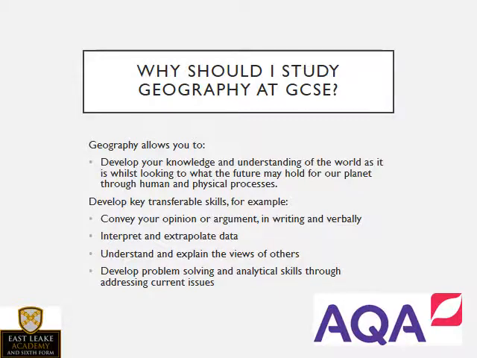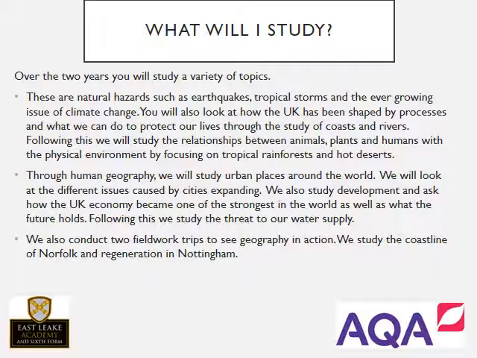In terms of what you would study in geography in year 10 and 11, we can see it as being split into three different parts, and there is interconnectedness again between the three. So we study natural hazards, so those are earthquakes, tropical storms, and the issue of climate change. You also look at how the UK has been shaped by processes and what we can do to protect our lives through the studies of coasts and rivers and how they can have an impact on human life.